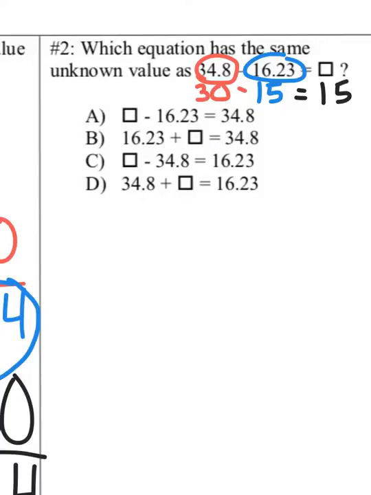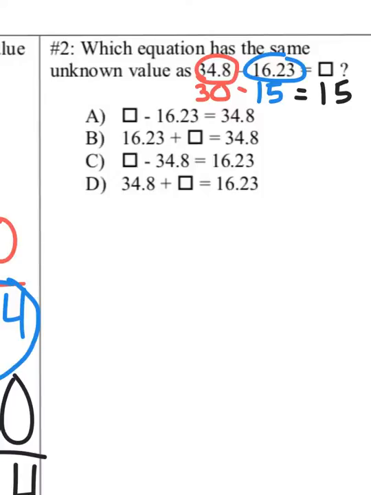Anytime you see a 34.8, let's put 30. Anytime you see 16.23, put a 15. You can make it 16 if you want. It really doesn't matter. And then every time you see the square, it'll be 15, because 30 minus 15 equals 15. And now we have to find the one that makes sense.